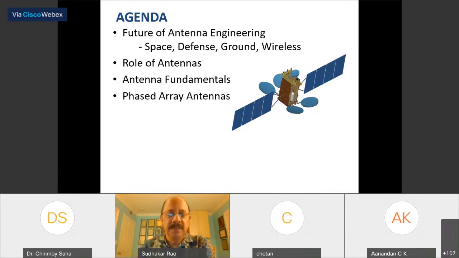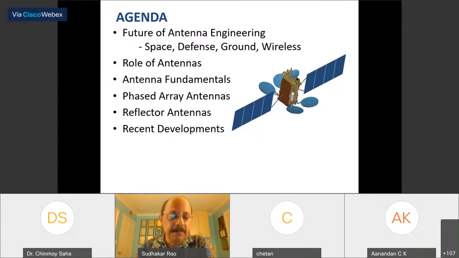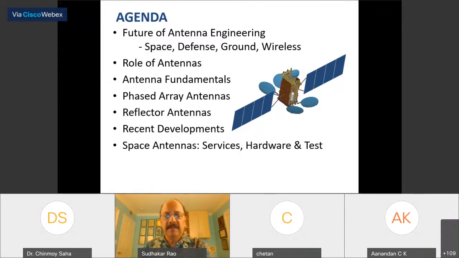That is very important. So I'll talk about phased arrays and then briefly about reflector antennas, which are often used in satellites. I'll talk about some recent developments, and I'll talk about space antenna services, what are the various services, hardware and test as well. Because testing is very important. Unless you show by test, your customer won't believe. It doesn't matter how many theoretical simulations you do. Unless you show by test, customers won't believe, and that's how you sell your products.